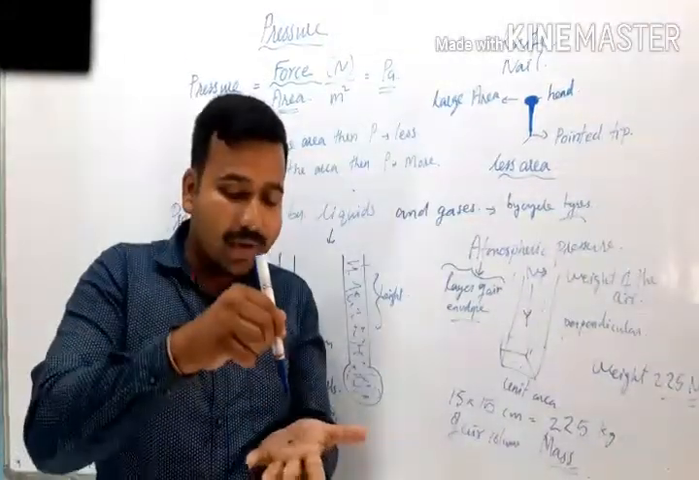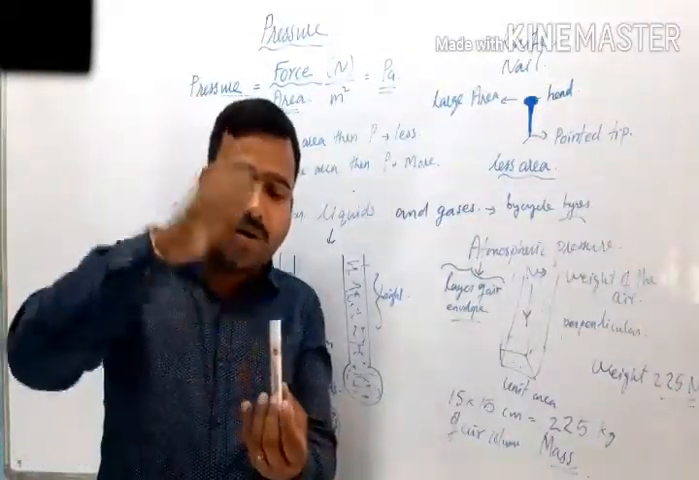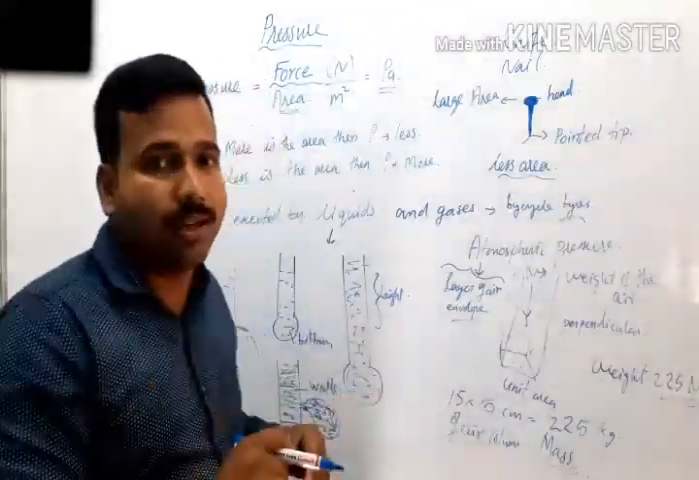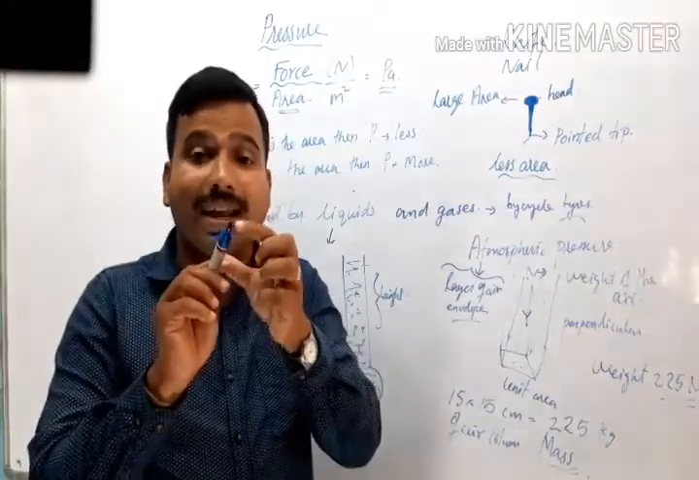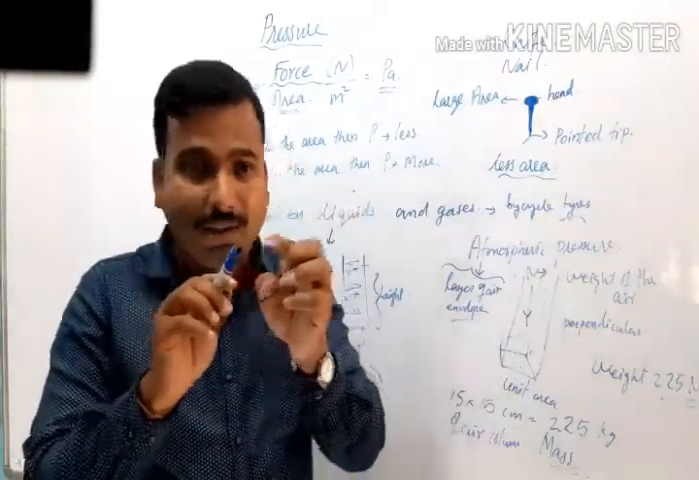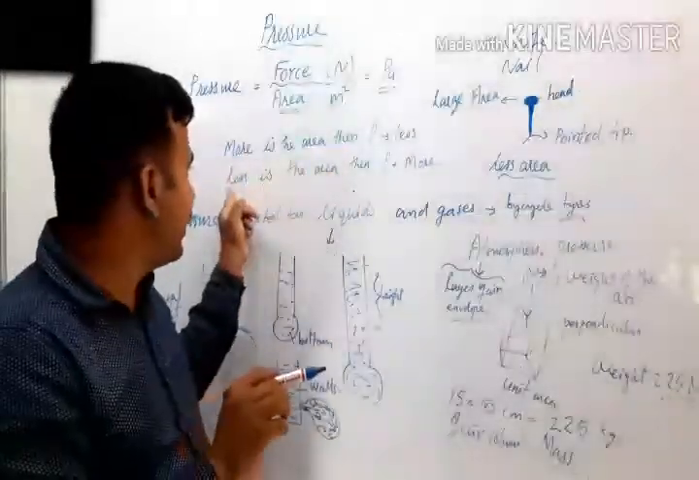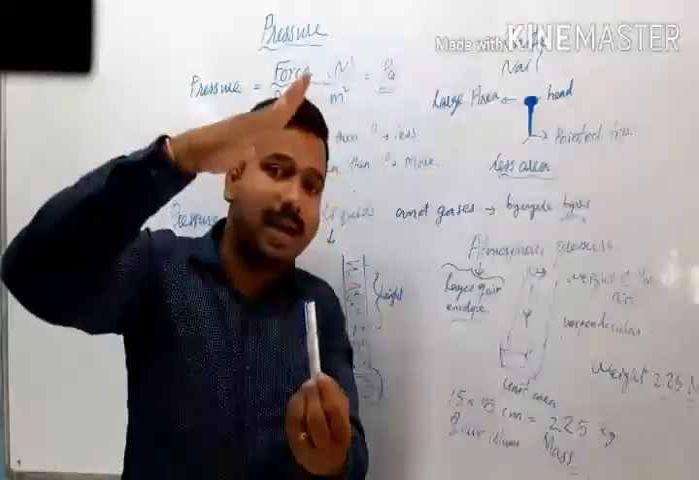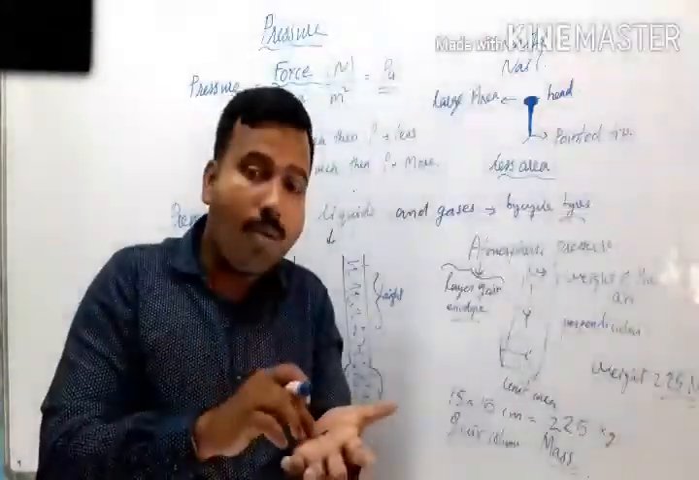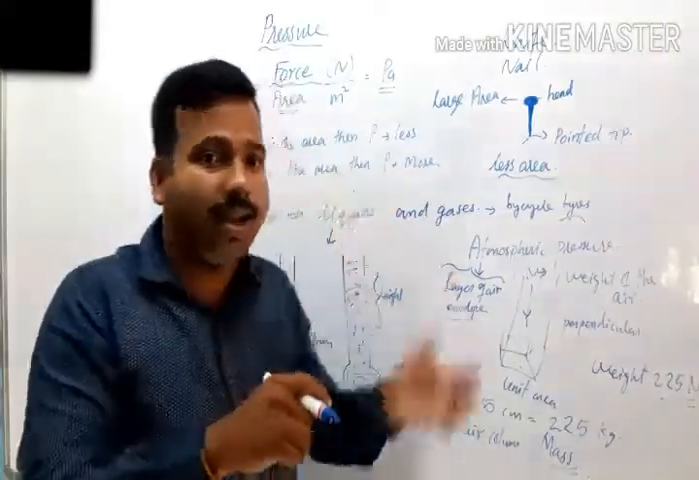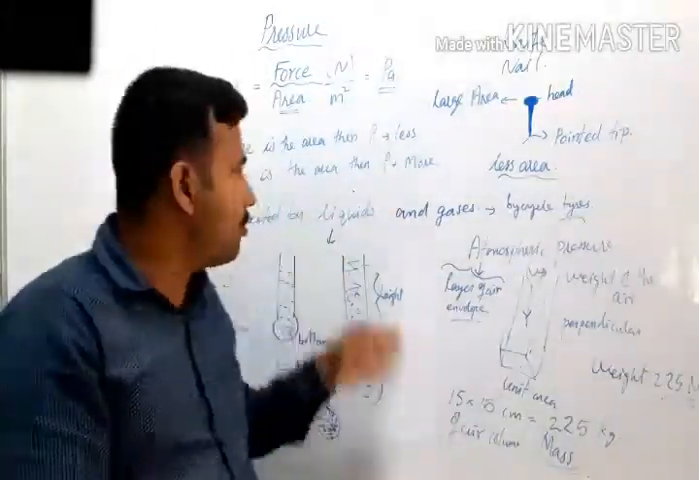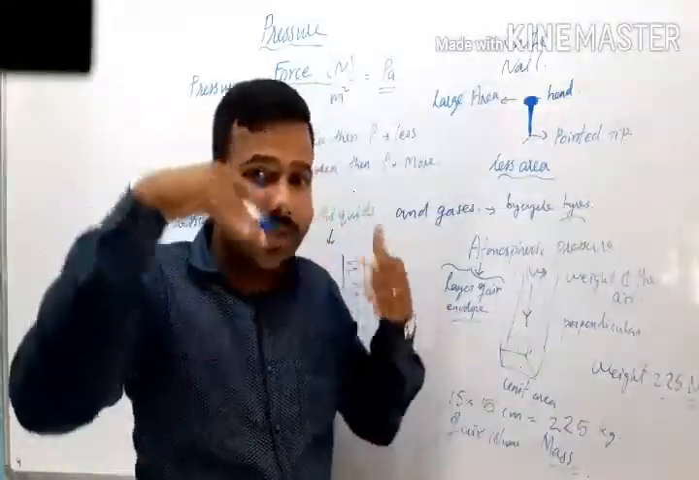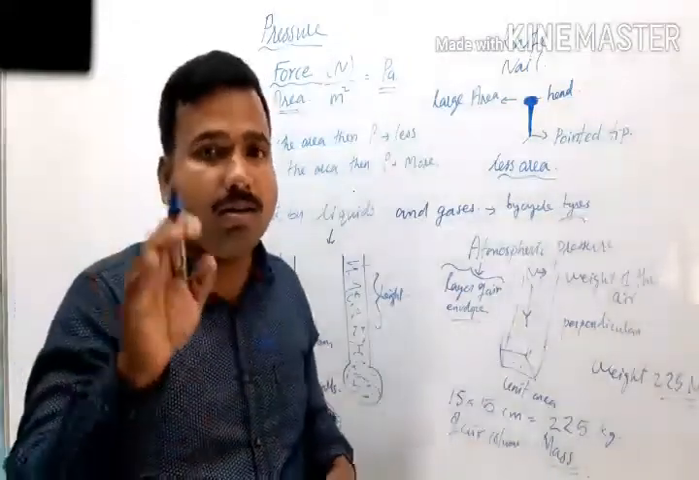That's why when you hammer the nail, the nail goes into the wood so easily. The iron nail has a pointed end, and at the pointed end the area is less. The same force that is applied will exert more pressure on the wooden surface. As a result, the iron nail will pierce into the wooden board.